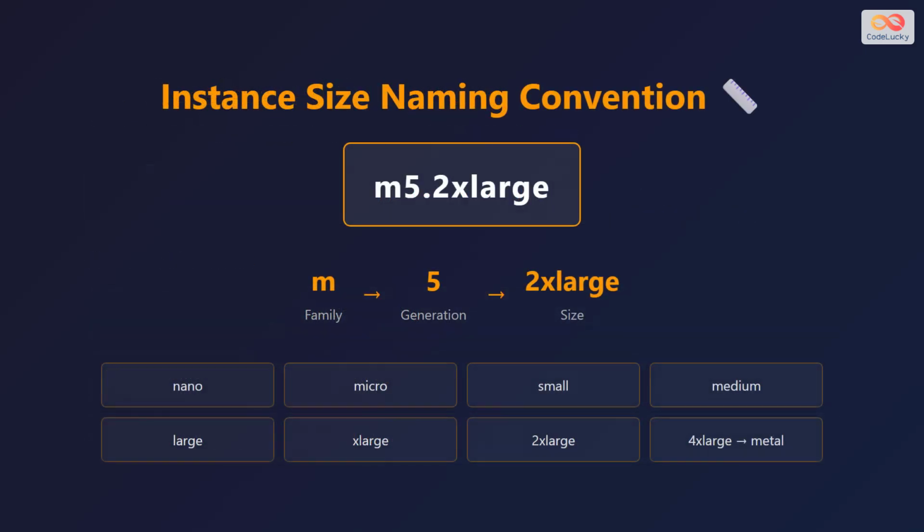Understanding instance naming is crucial. An instance name like M5.2xlarge follows a specific pattern. The first letter, M, represents the instance family. The number 5 indicates the generation, with higher numbers being newer. The last part, 2xlarge, specifies the size. Sizes progress from nano and micro for the smallest, through small, medium, and large, then xlarge, 2xlarge, 4xlarge, and continue scaling up to metal instances, which provide direct access to the physical server.